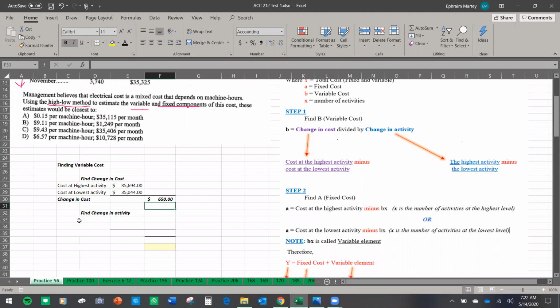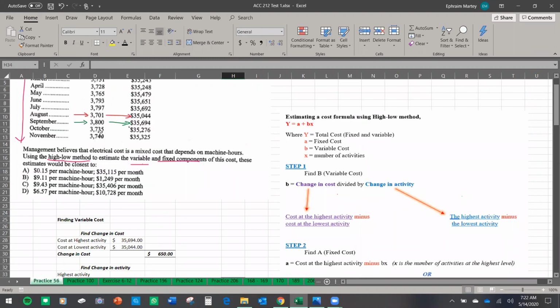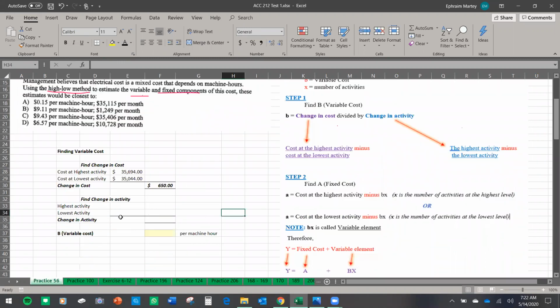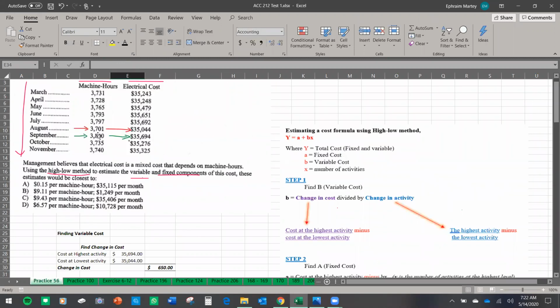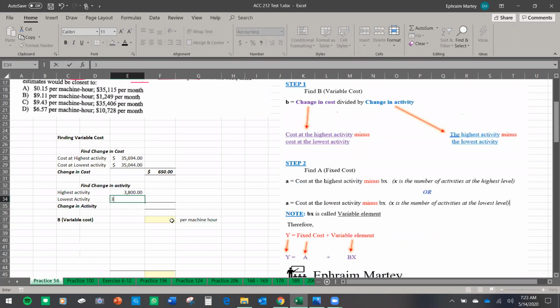So let's go ahead and look for our information here. What is the highest activity? We already have it here. The highest activity is 3,800. What is our lowest activity? That's the one in red, 3,701. So we subtract the lowest from the highest, and we have our 99 units.